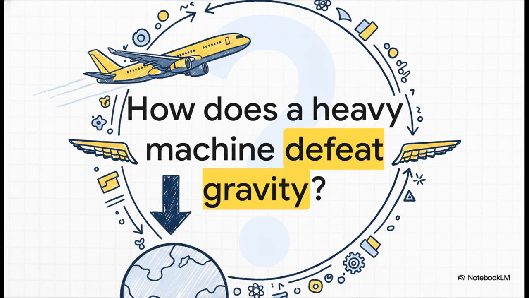Okay, let's dive right into this, because it all really starts with one fundamental mystery. How on earth does a ridiculously heavy machine actually defeat gravity? I mean, it feels totally counterintuitive, right? You've got millions of pounds of metal, passengers, and cargo seamlessly soaring thousands of feet in the air. But as you'll see, the answer absolutely isn't magic. It is pure, elegant engineering and physics working in perfect harmony.